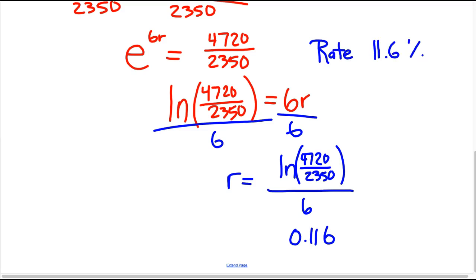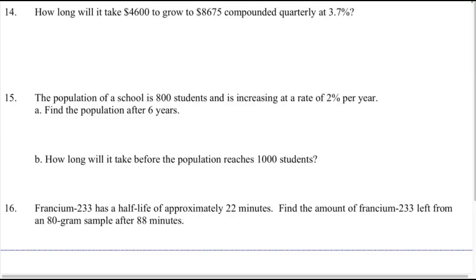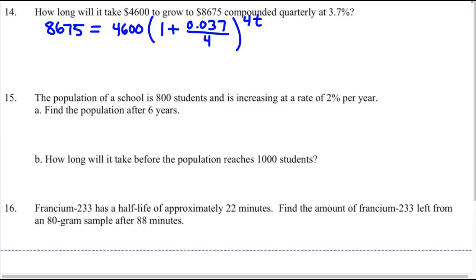Okay, cruising along, last page. How long will it take $4,600 to grow to $8,675 compounded quarterly? So same type of question, but now we're doing compounded quarterly. So this is going to be 8,675 equals principal of 4,600 invested at 1 plus 0.037 over quarterly is 4, and then that's going to be to the 4t.